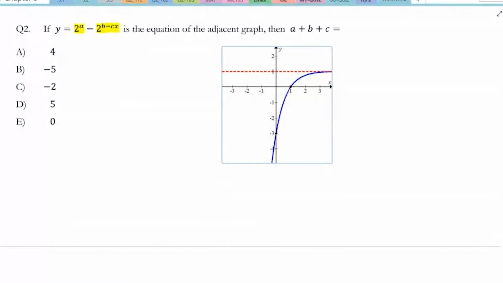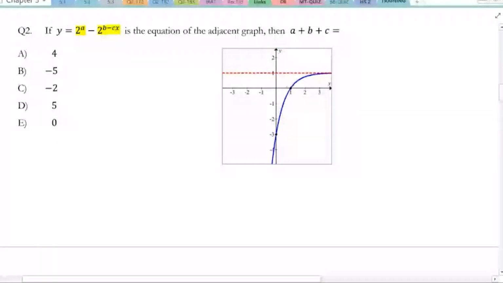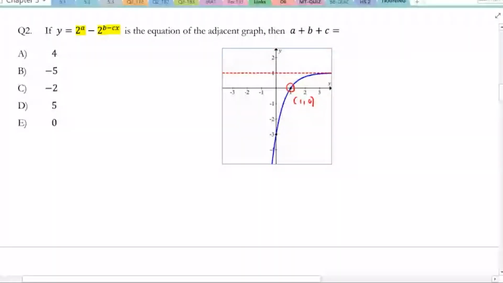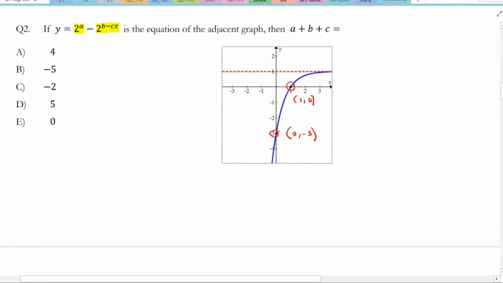Okay, so we have more than one way to answer this question. We can substitute the points. For example, we can see that there is x-intercept, which is (1, 0), and there is y-intercept, which is going to be (0, -3). We can substitute these points, and we can get the equation we are looking for. But that is not the best way to answer the question. What is the best way of answering this question?